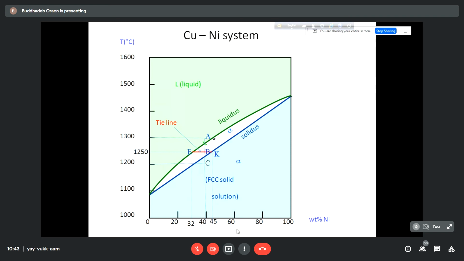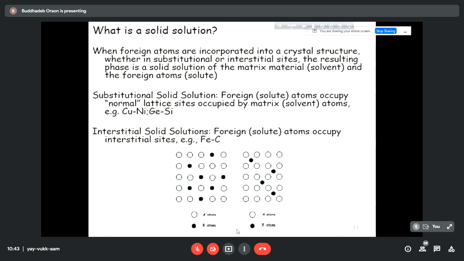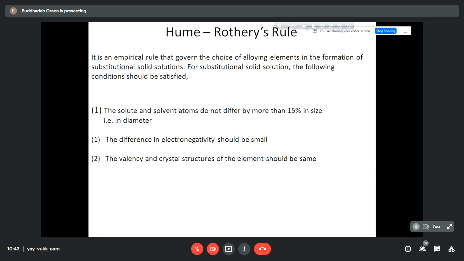Next, the solid solution. I think we have discussed this when we were discussing the equations and all that. We have discussed two types of solid solution, substitutional and interstitial solid solution, that we have already discussed. So I'm just keeping this slide.